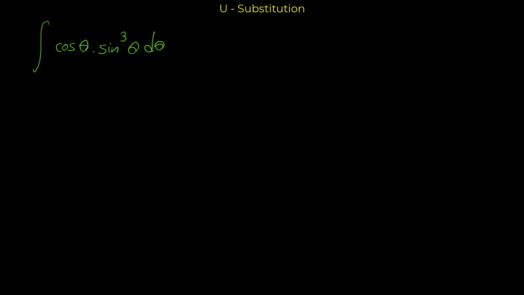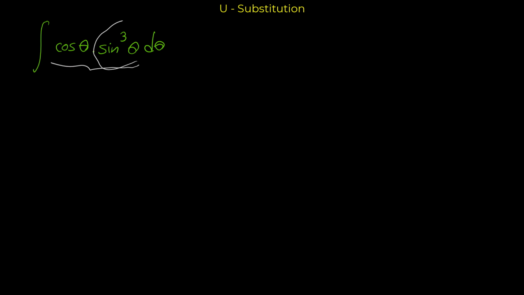In this video, I'm going to show you how we can use the substitution method for finding the integral of trigonometric functions. The first example is the integral of cosine theta times sine to the 3 theta d theta. We are looking for a part of this function to be u, and the other part should be the derivative of that u. We remember from the derivative formulas that the derivative of sine is cosine.